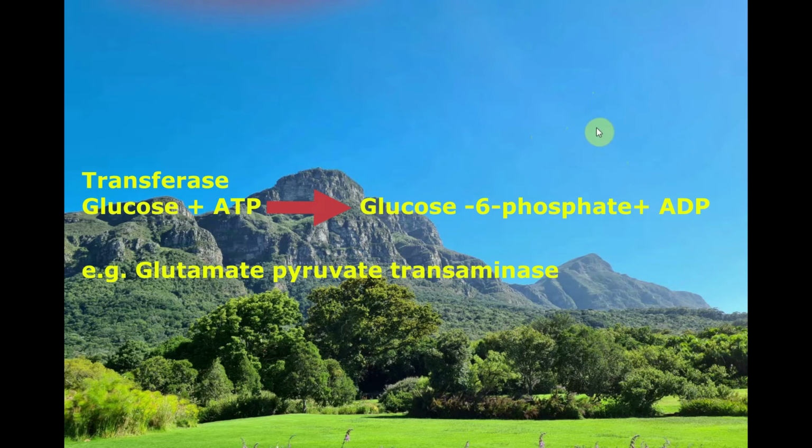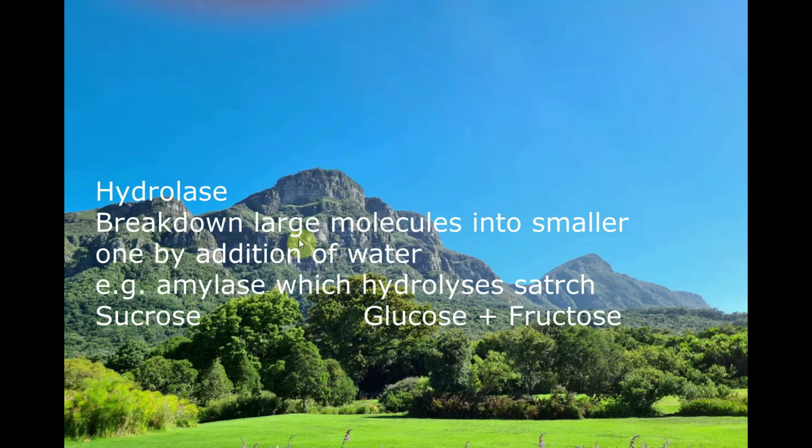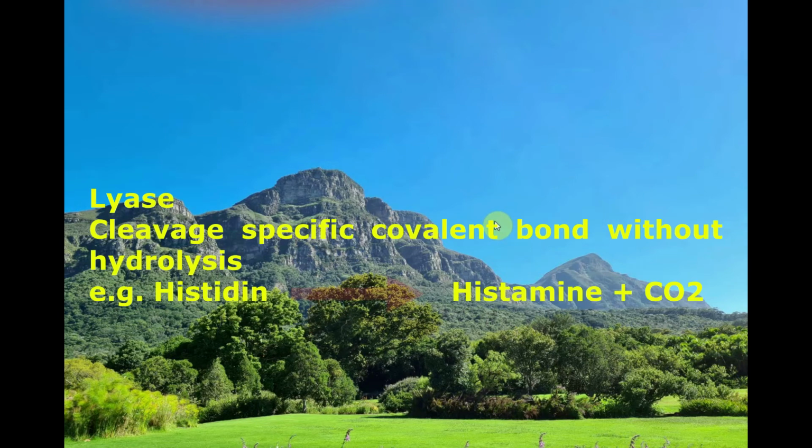Then another one is the hydrolase. These break down large molecules into smaller ones by addition of water, and catalyze the breaking of specific covalent bonds. Most digestive enzymes belong to this category. For example, amylase hydrolyzes starch. Sucrose, in the presence of sucrase, is converted into glucose and fructose by the hydrolase mechanism.